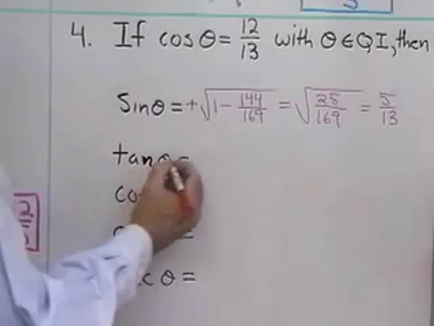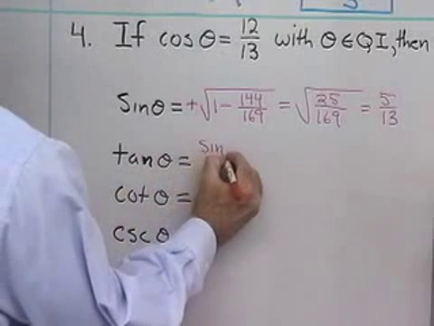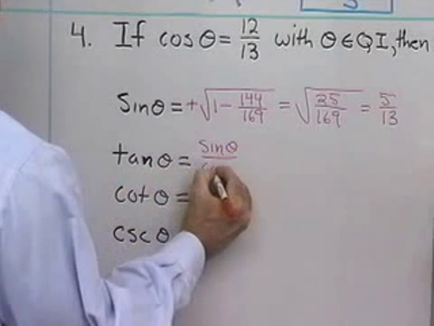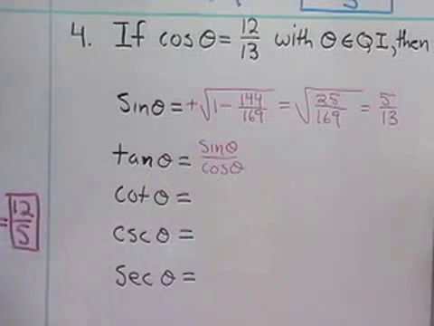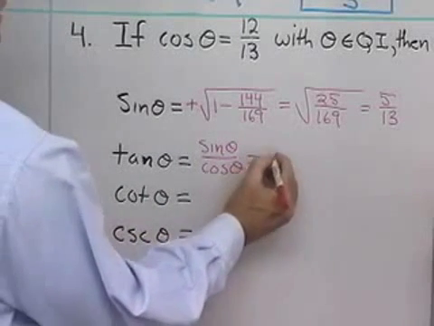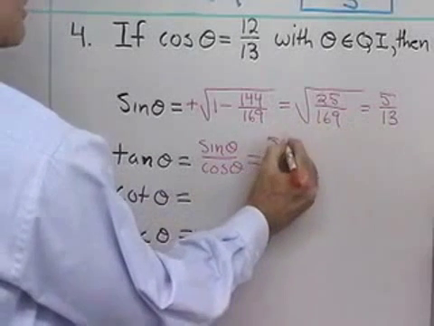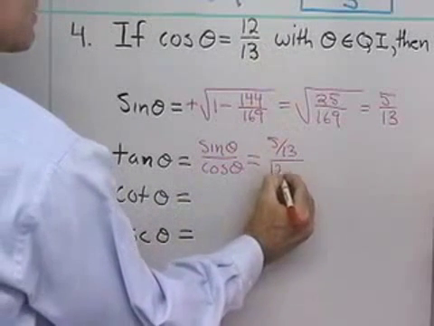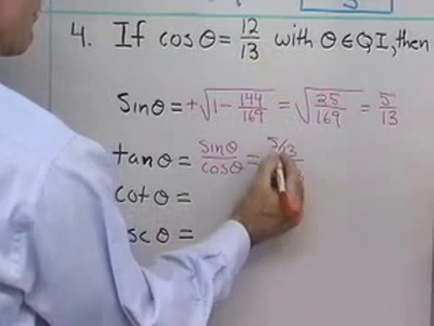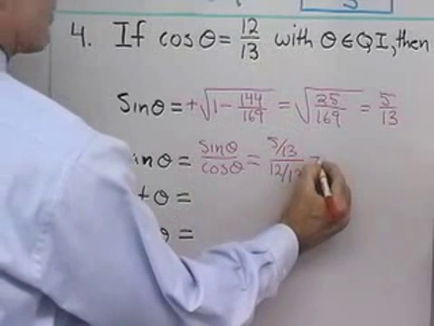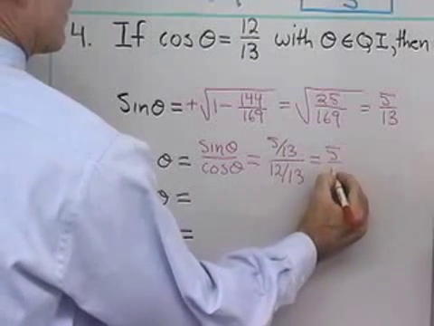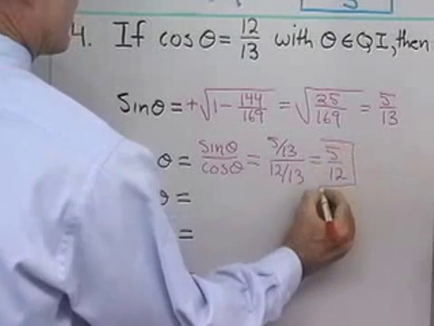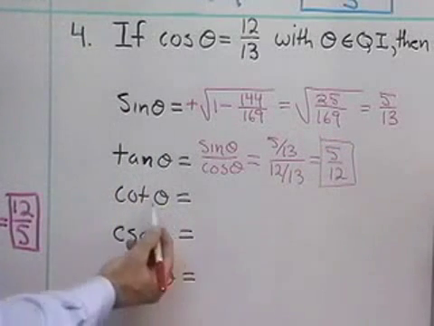That means that tangent theta is, well, how about if I use my ratio identities? Sine theta over cosine theta. Sine theta is 5/13. Cosine theta is 12/13. 5/13 divided by 12/13 is 5/12. So that's my tangent theta.